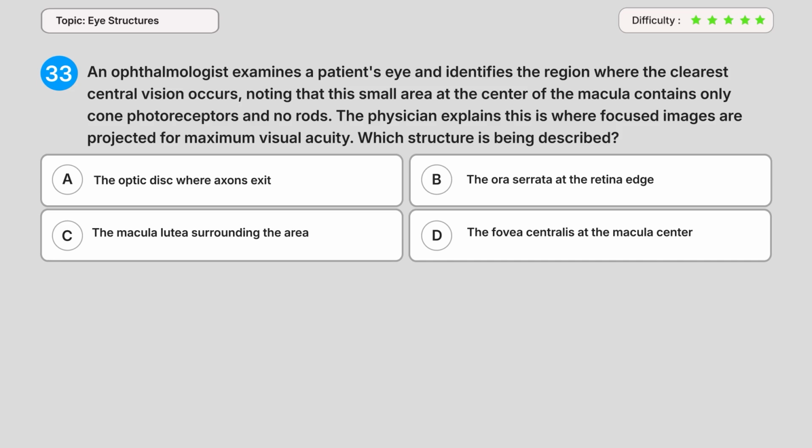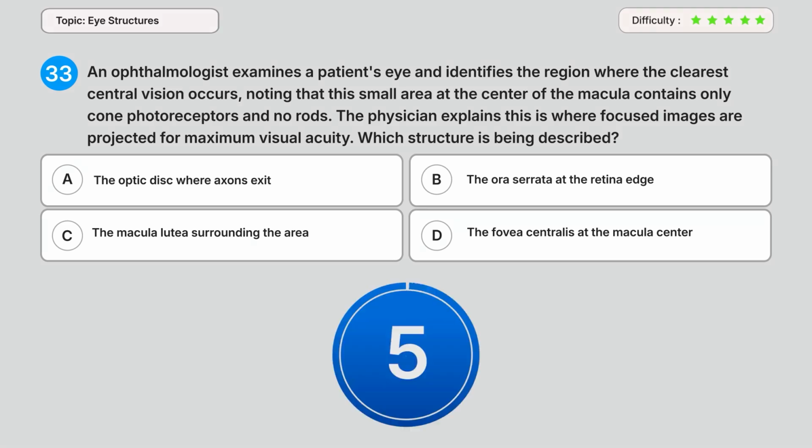A. The optic disc where axons exit. B. The ora serrata at the retina edge. C. The macula lutea surrounding the area. D. The fovea centralis at the macula centre. Do you know the answer?